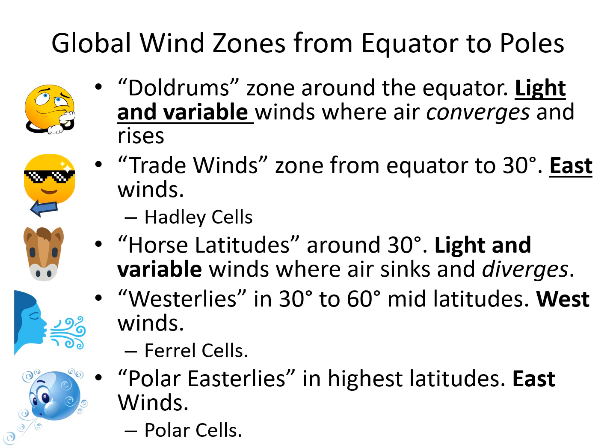Okay, this little slide here is reviewing the names of the latitudinal bands of different wind conditions on Earth from the equator to the poles. So first we've got the types of winds that we have around the equator, which are called the doldrums. Around the equator, the winds are usually light and variable.